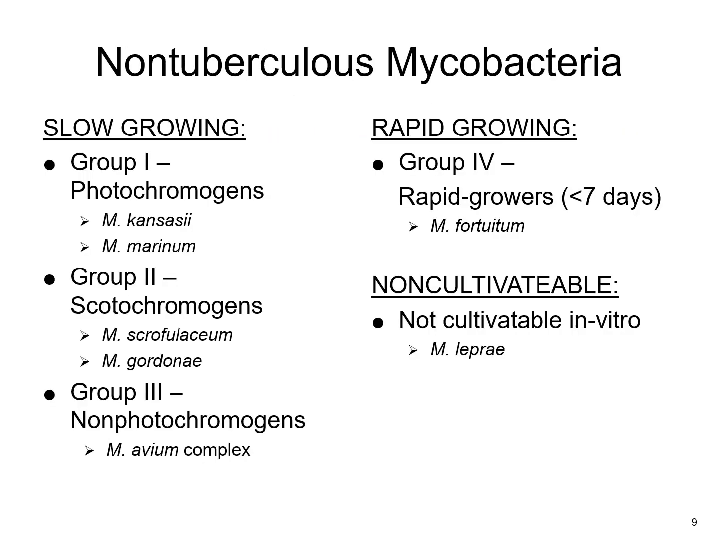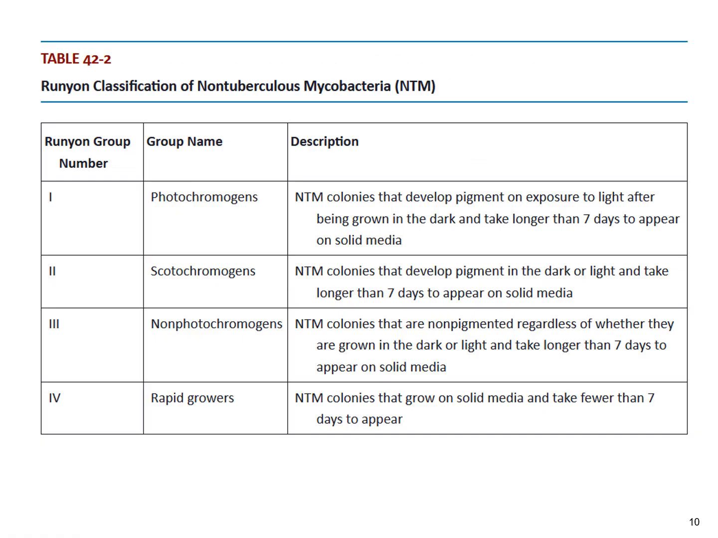Your non-tuberculosis Mycobacterium are divided into slow growers and rapid growers. You also have the Mycobacterium leprae, that is not culturable. But our slow growers can also be divided further into photochromogens, scotochromogens, and non-photochromogens. So the Runyon group of classifications has been used.